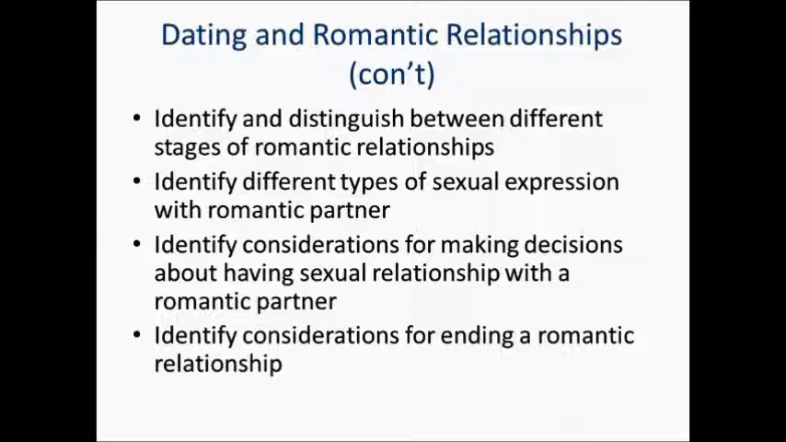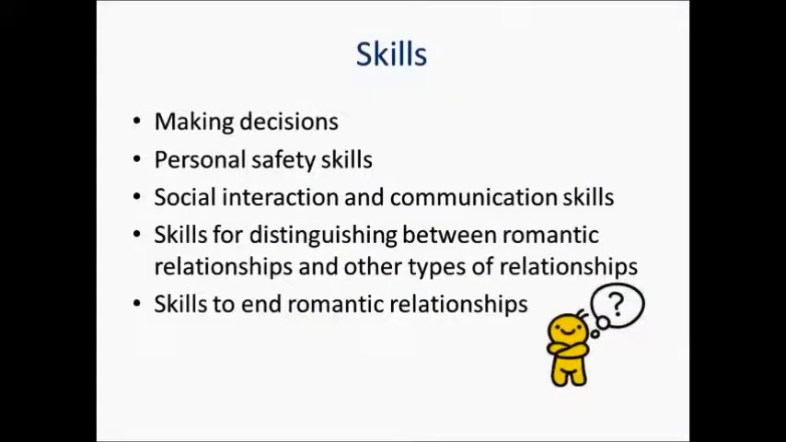Identify and distinguish between different stages of romantic relationships. Identify types of sexual expression with romantic partners. Identify considerations for making decisions about having a sexual relationship with a romantic partner. Identify considerations for ending a romantic relationship. So, some skills may include making decisions, personal safety skills, social interaction and communication skills, skills for distinguishing between romantic relationships and other types of relationships, and skills to end romantic relationships.